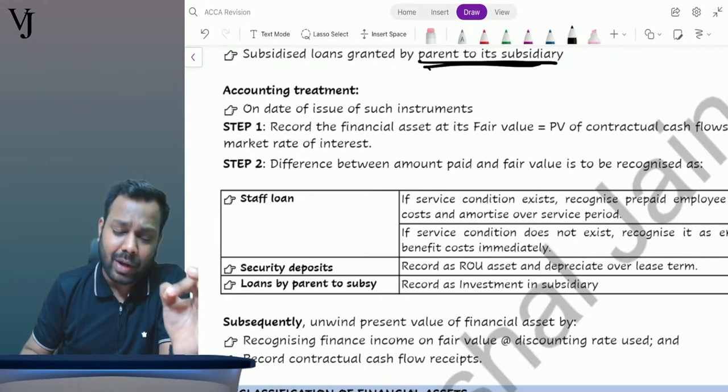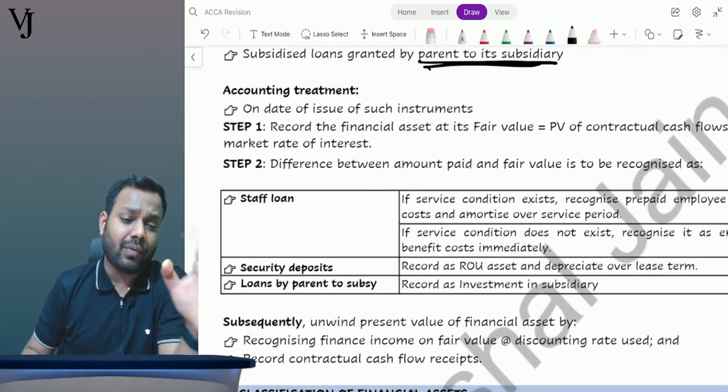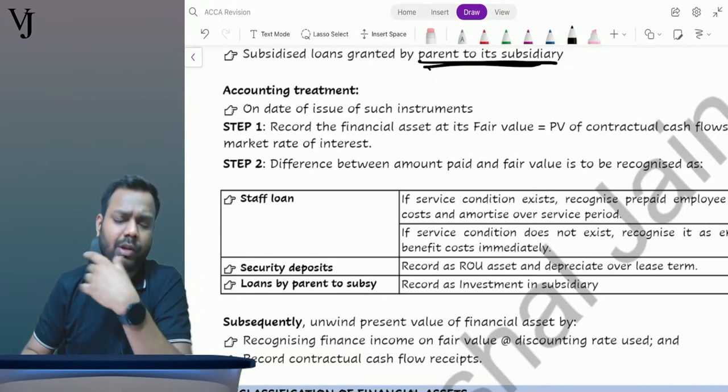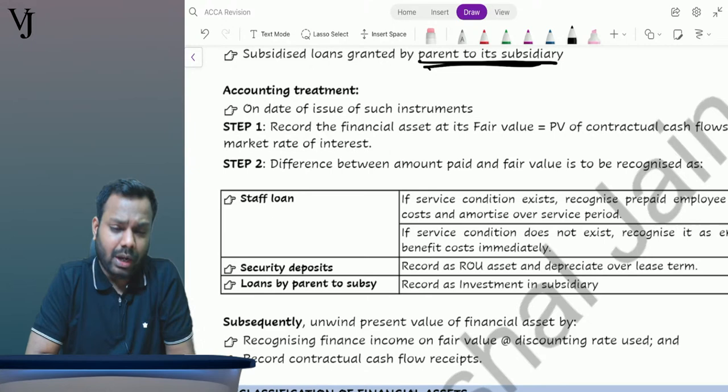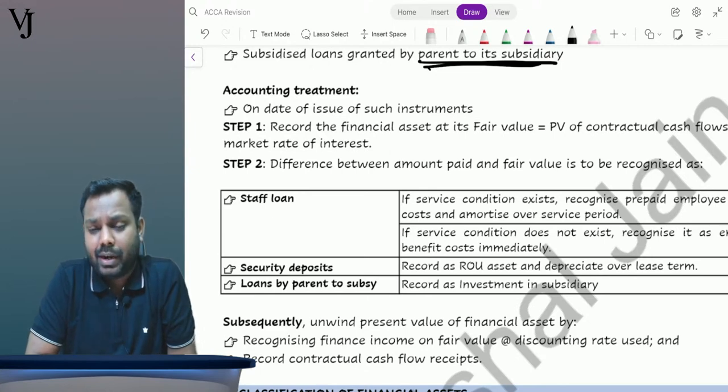And whatever is the present value, record that as a financial asset. Now let's suppose I have given a security deposit of $100,000 to my landlord, which will be refunded back to me at the end of third year, right?